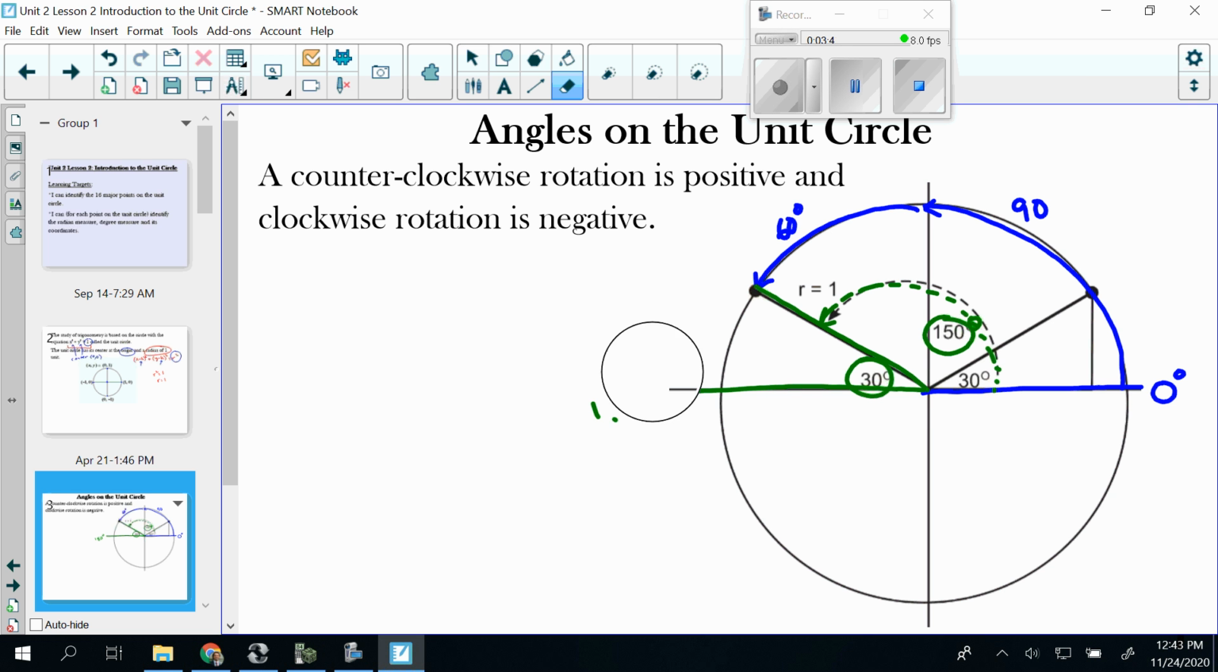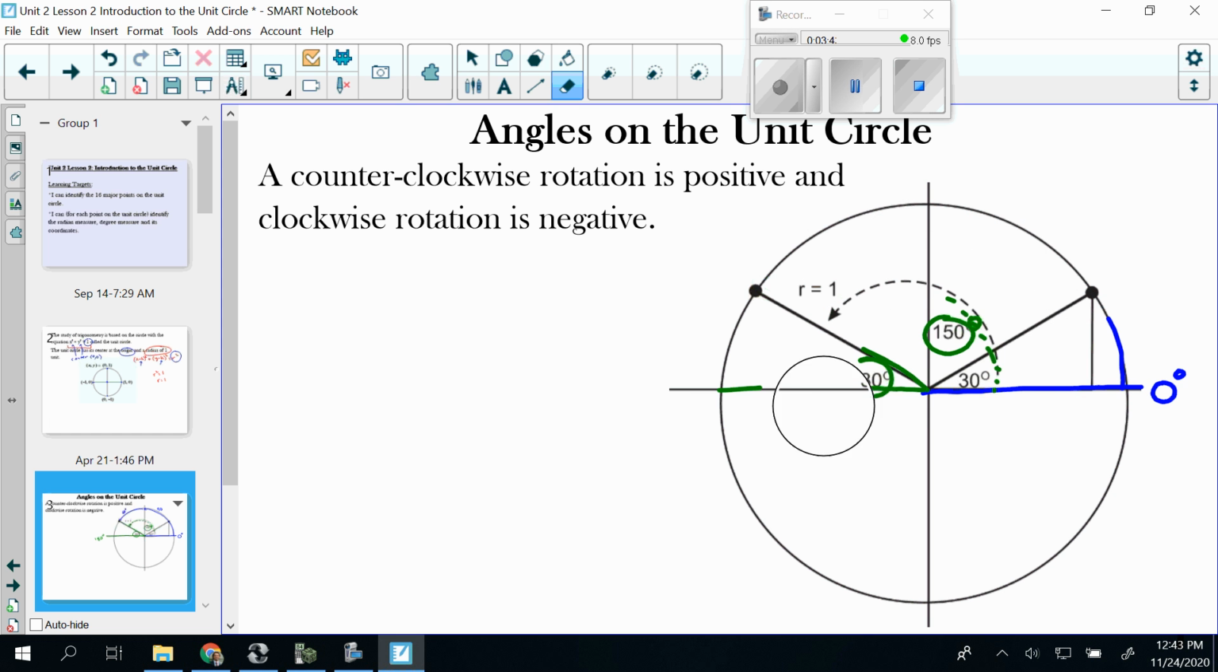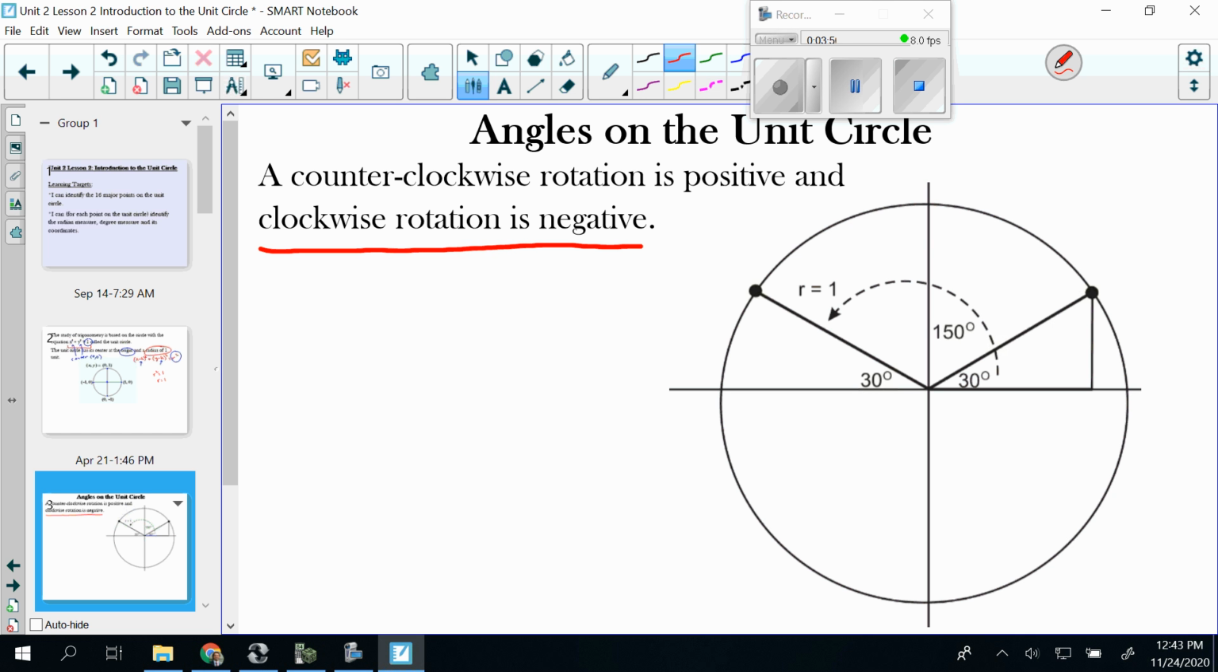Anytime we measure in the clockwise rotation, that would then be a negative angle. So clockwise rotation is negative. For example, we talked about how if I move this way, that's 30 degrees. If I move that same amount in the clockwise direction, we would say that is negative 30 degrees. So this angle right here would be negative 30 degrees.